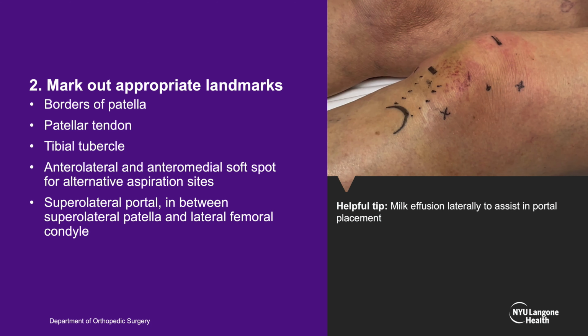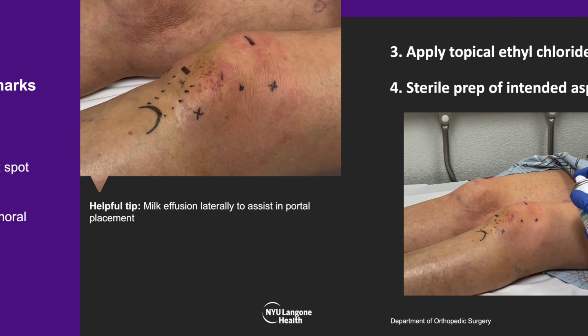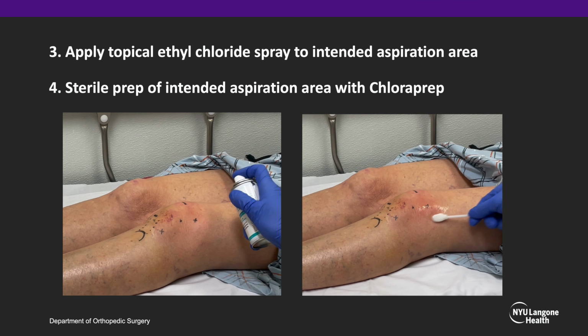We prefer to mark out the appropriate landmarks, which include the borders of the patella, the patellar tendon, tibial tubercle, the anterolateral and anteromedial soft spots for alternative aspiration sites if unsuccessful aspiration is performed from the superolateral portal, as well as marking our superolateral portal, which is in between the superolateral patella and the lateral femoral condyle. A helpful tip can be to milk the effusion from the medial side of the knee laterally to assist in portal placement. Next, you apply a topical ethyl chloride spray to the intended aspiration area and perform a sterile prep of the intended aspiration area with ChloraPrep sticks.